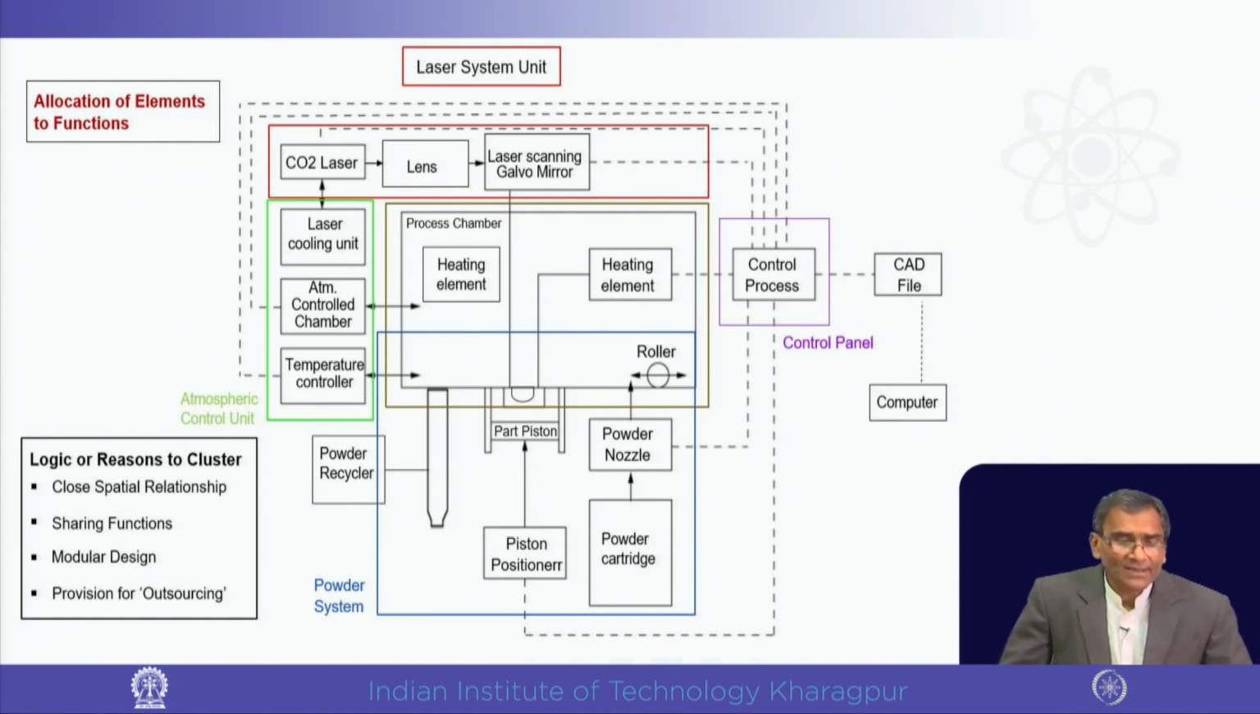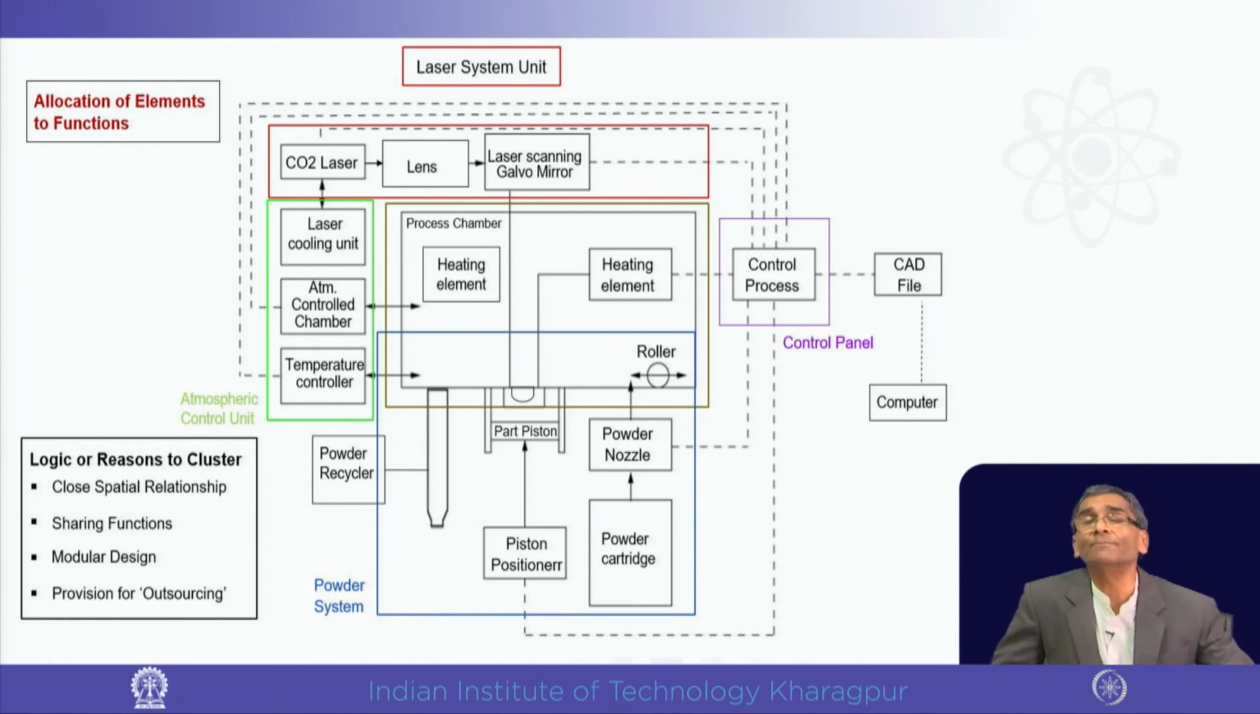And similarly, the physical components become the laser unit, atmosphere control chamber, temperature controller, and part piston. The powder delivery is the powder nozzle, the storage is the powder cartridge, which is put in the machine, and the control process is the control panel, or control cabinet, whatever you call it, and then the CAD file comes from the computer.